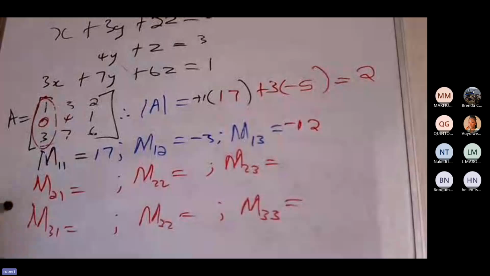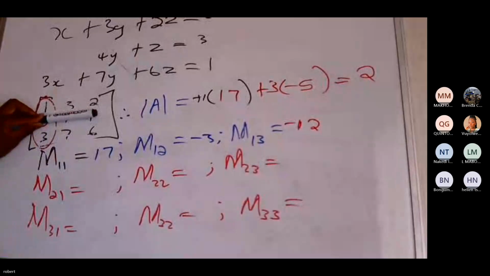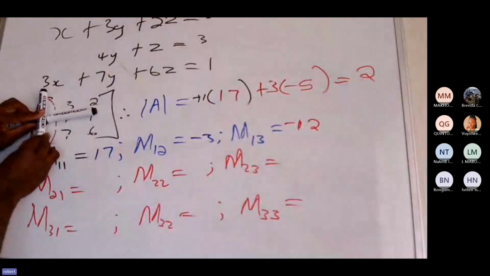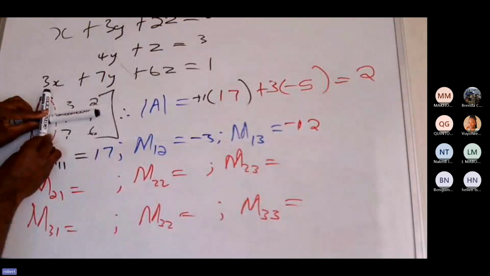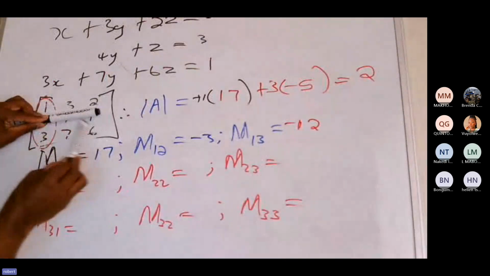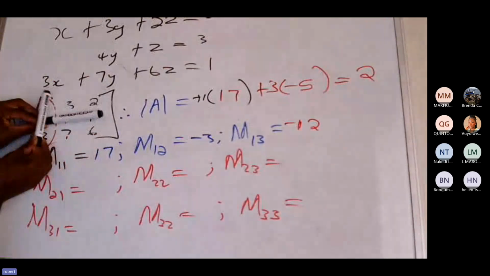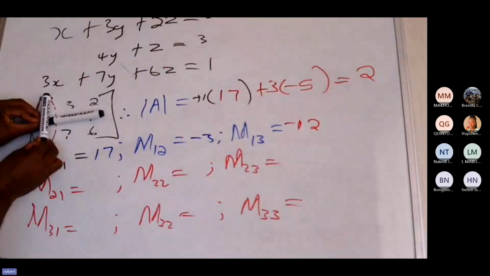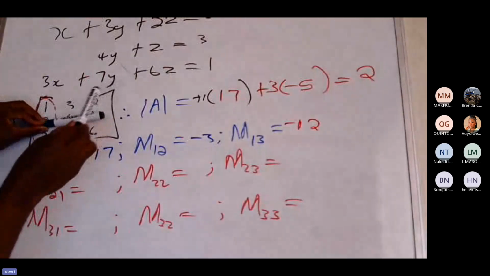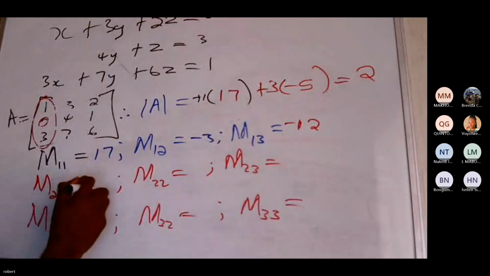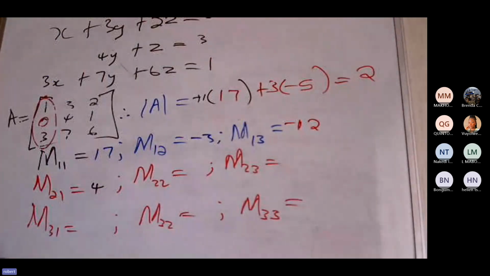So what is M21? You cover the second row. Yeah, I get 4. And which column? Then you cover the second column. Then you will be left with what? 3, 2, 7, 6 here. If you cover this, you are now left with that. Then you find its determinant. Therefore, it will be 18 minus 14. What is 18 minus 14? It's 4. You can't say, where's a calculator? 18 minus 14 is 4.